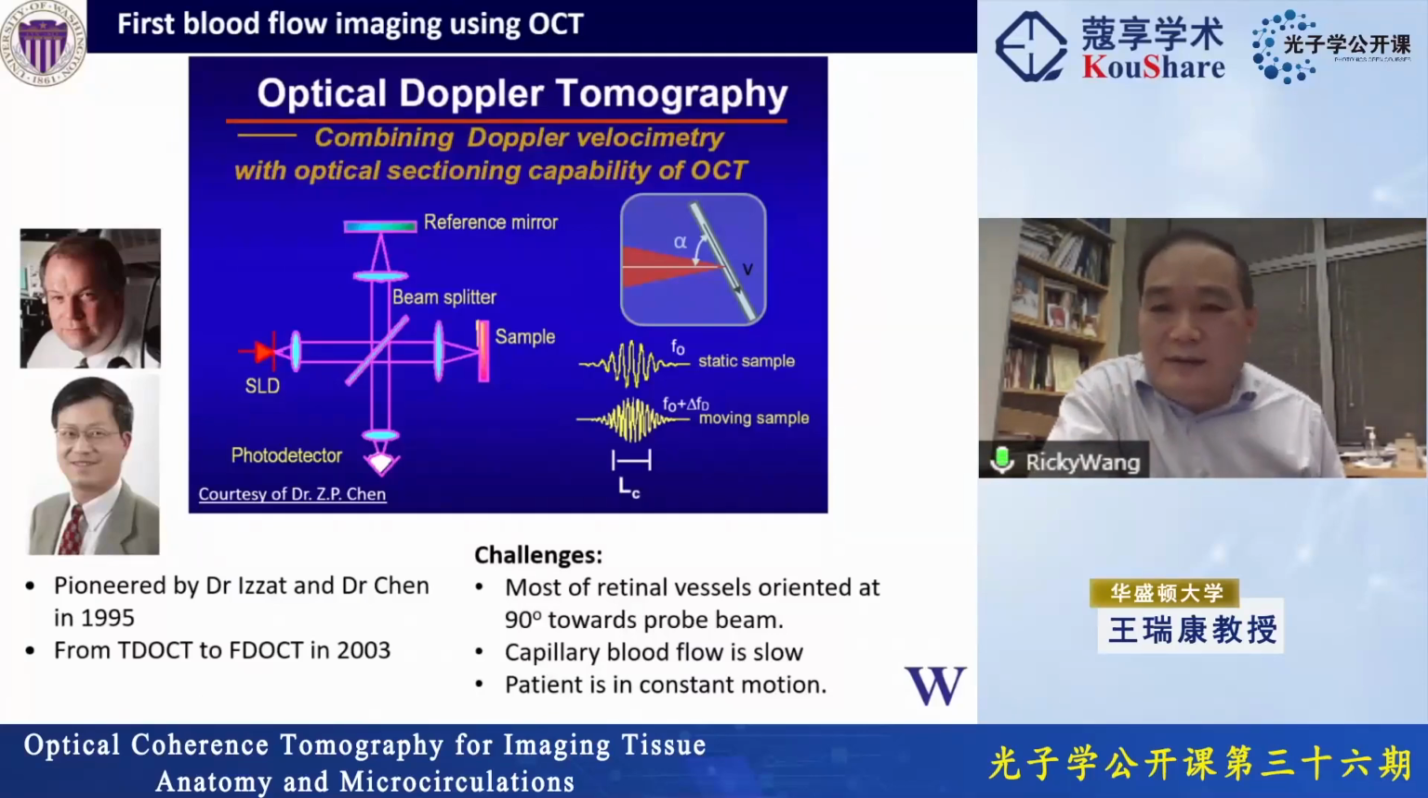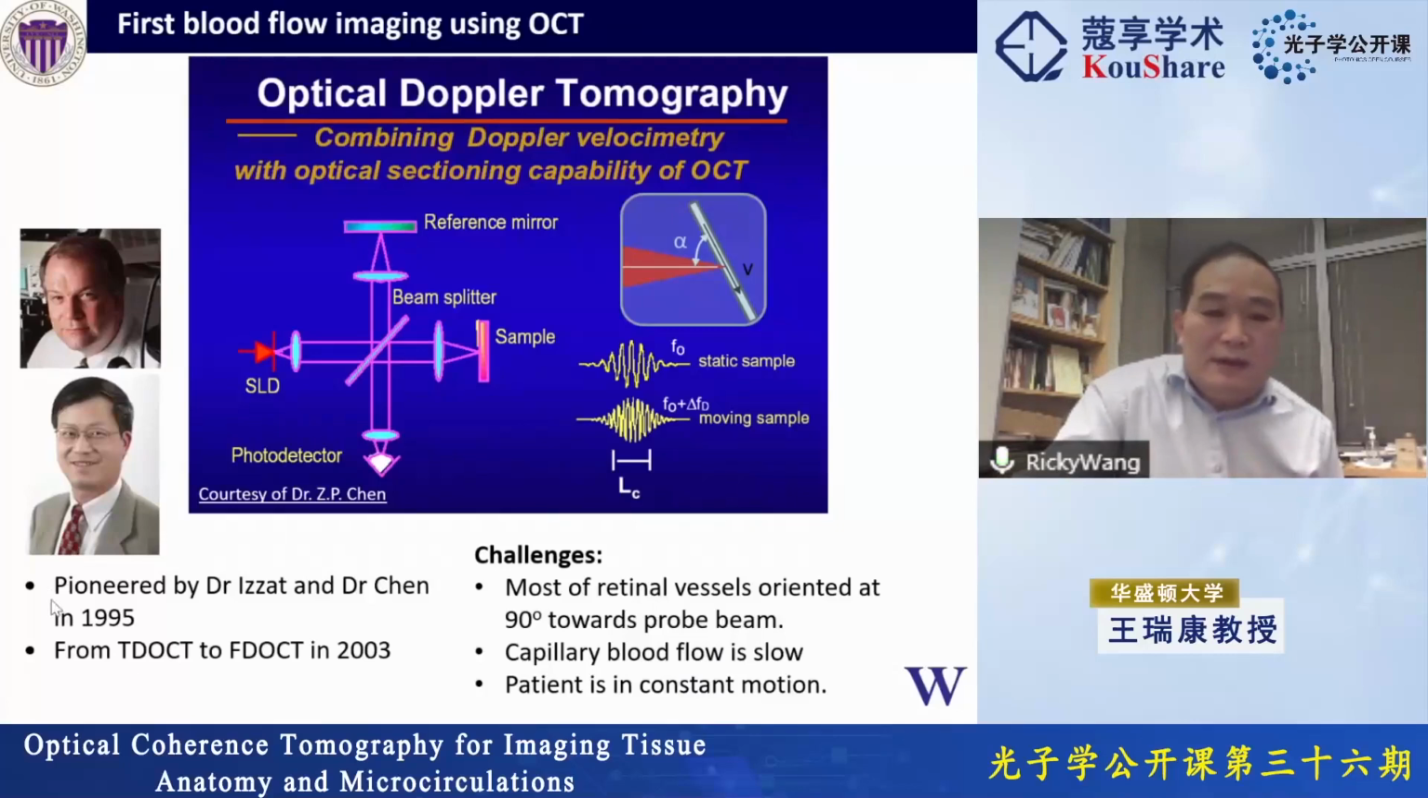is actually a very old story, because it was right after the invention of OCT, about 4 years after, right? Joseph Izatt and Zhongping Chen already proposed that you can combine the OCT system with the Doppler principle. Okay, so we know that the Doppler principle can be used to measure the speed of particles, right? So if you combine that, you can measure the blood flow.